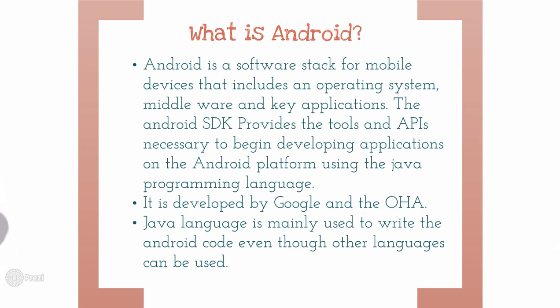Android is a complete open source software stack for mobile devices, which includes an operating system called Linux kernel, and Java can be used to develop Android applications. So that's why we say simply, Android is a Linux kernel based operating system. In a more technical way, we can call Android a platform running on the Linux kernel OS, developed by Google and the OHA. The Java language is mainly used to write the Android code, even though other languages can be used.